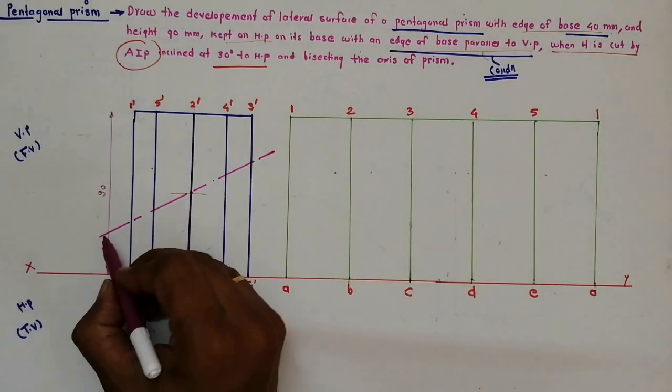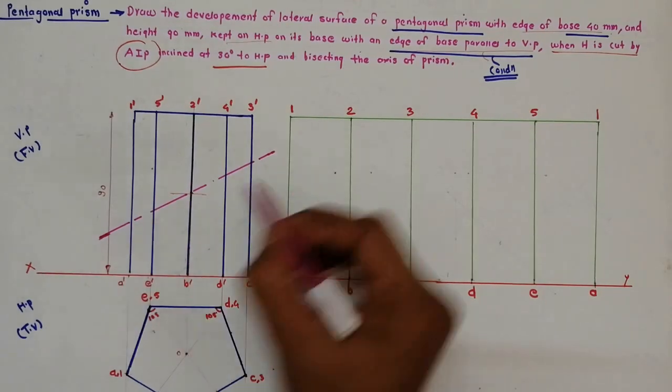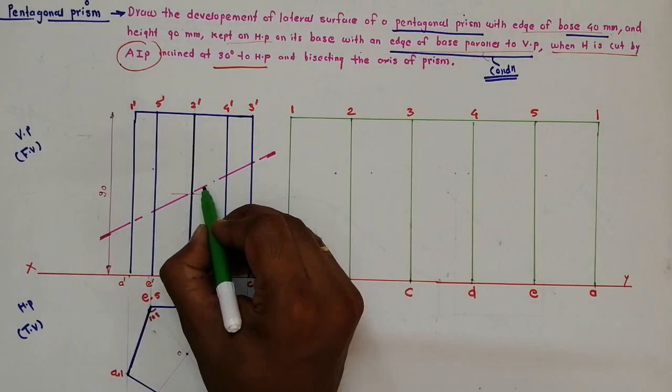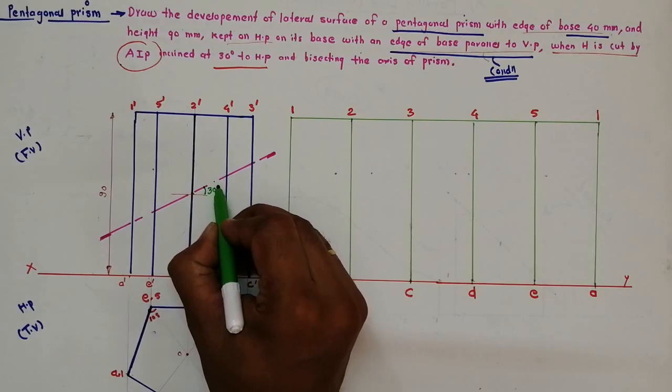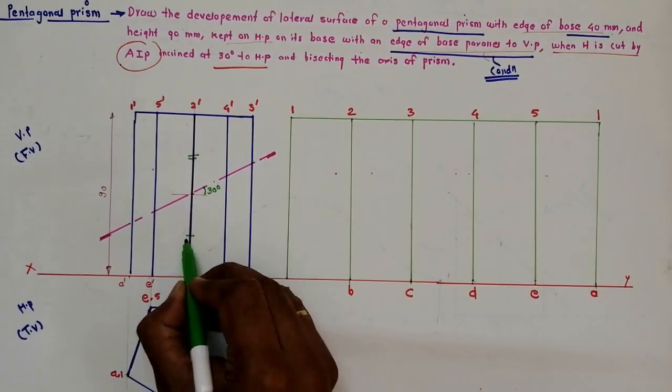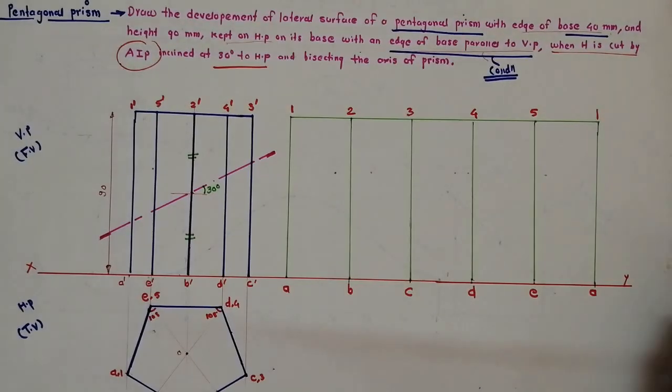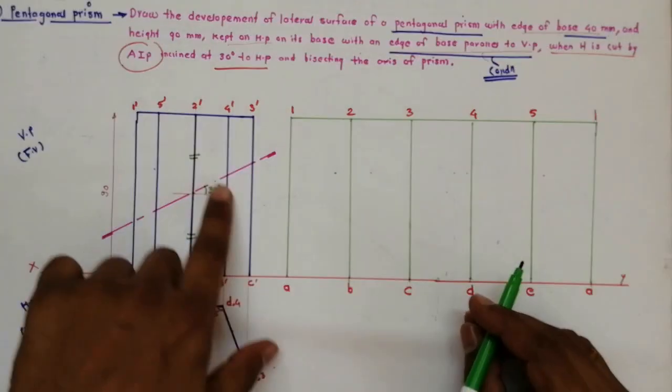It is thick at the end, something like this. So we have drawn the cutting plane. This is our cutting plane, which is inclined. This angle is 30 degrees and it is bisecting the axis. So we have drawn the cutting plane according to the condition that is given.